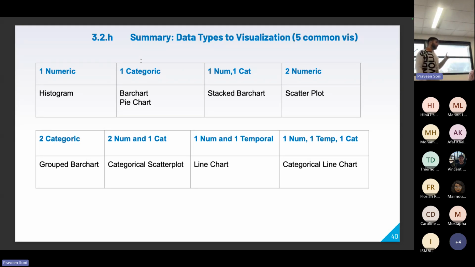When there is only one numeric, a histogram is possible. When there is one categorical, a bar chart and pie chart are possible. When one numeric and one categorical, a stacked bar chart. When there are 2 numerical, a scatter plot. 2 categorical, a grouped bar chart. 2 numeric and 1 categorical, a categorical scatter plot. 1 numeric and 1 temporal, a line chart. And 1 numeric, 1 temporal and 1 categorical, a categorical line chart.